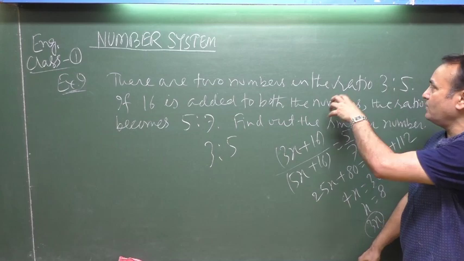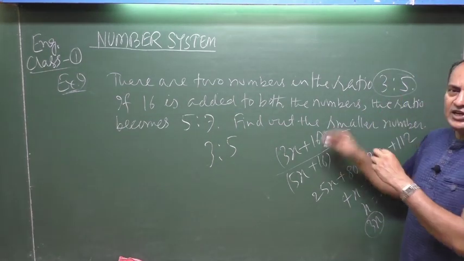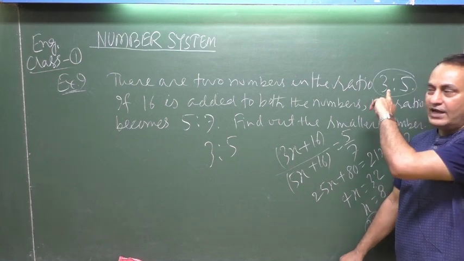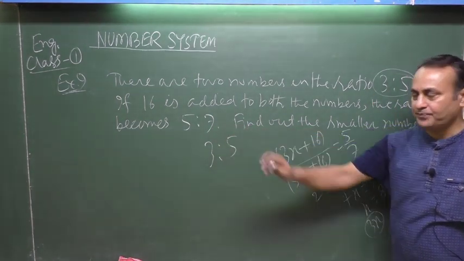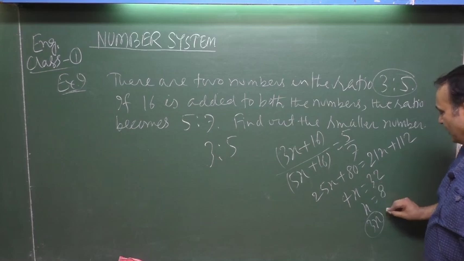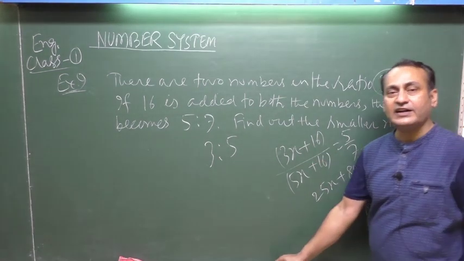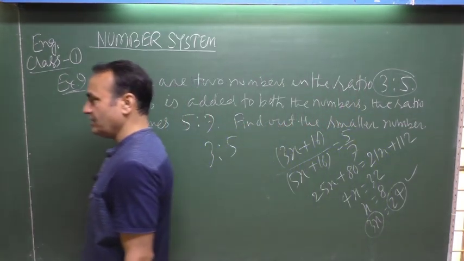The question says there are two numbers in the ratio 3:5. This is the original ratio. You have to find the smaller, 3, and the bigger, 5. You can't opt for this. Okay? The smaller, 3x, equals 24. This is your final answer. This is called the fundamental method, the basic method. Copy down.